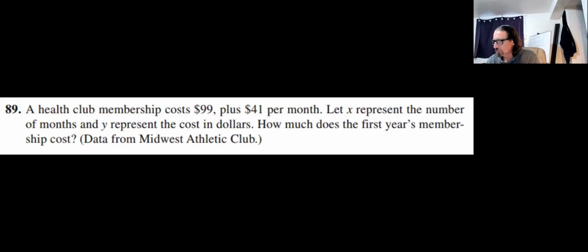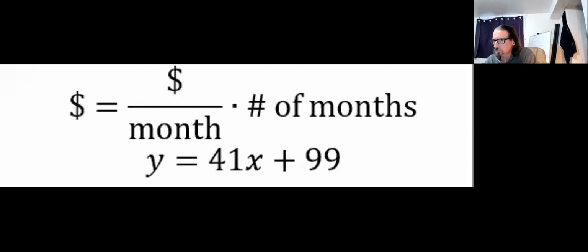So let's see what that looks like. So again, we have that starting point where it was $41 per month, but also that there was that base fee of $99 that they're going to pay right to start with. And then we add on 41 per month. Notice how I didn't write 99 plus 41x equals y. I put it in that order so that we'd see it in slope-intercept form.